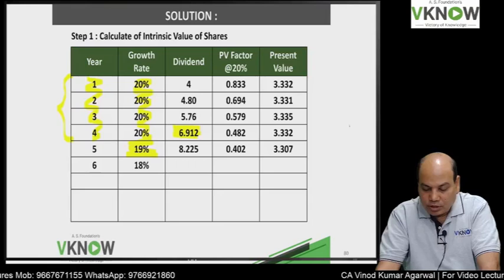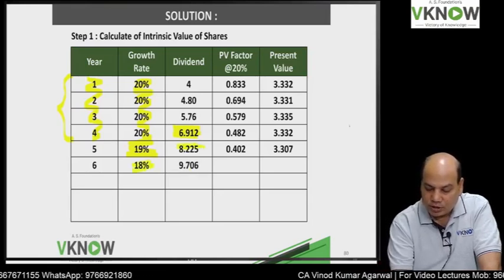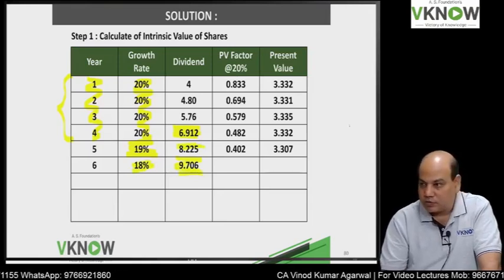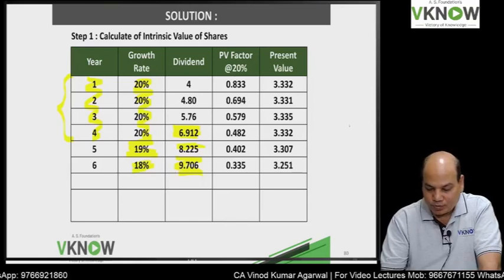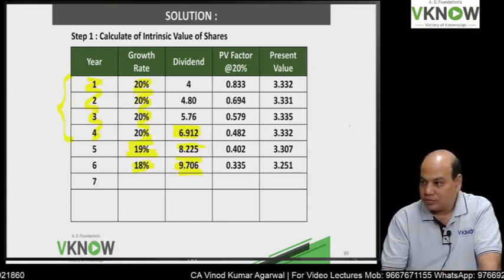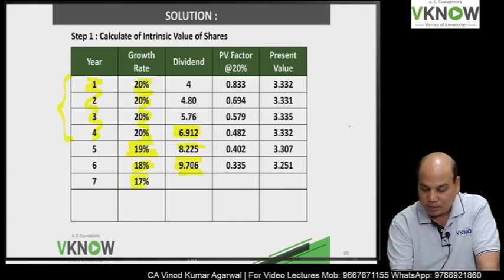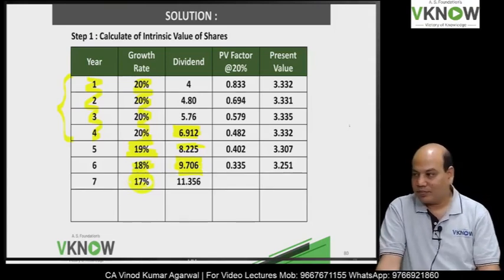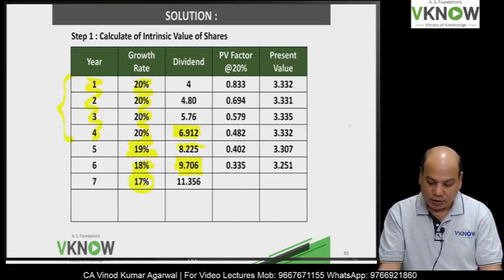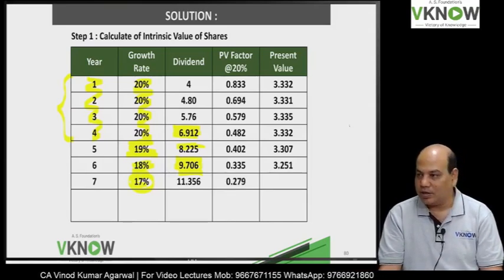Year 6, 18%. Take 8.225 plus 18%, you will get 9.706. Factor is given, 0.335. Multiply: 3.251. Year 7, the growth rate will be 17 now. Take the previous dividend plus 17%: 11.356. Factor is given, 0.279. Come on, students, multiply.